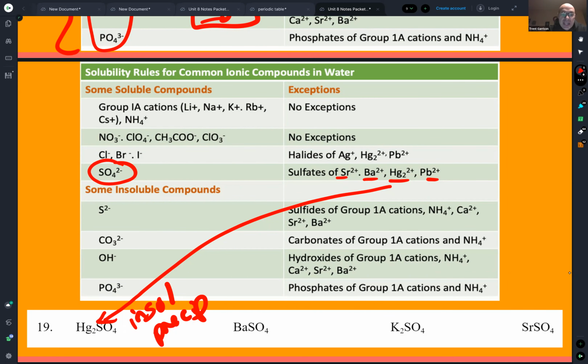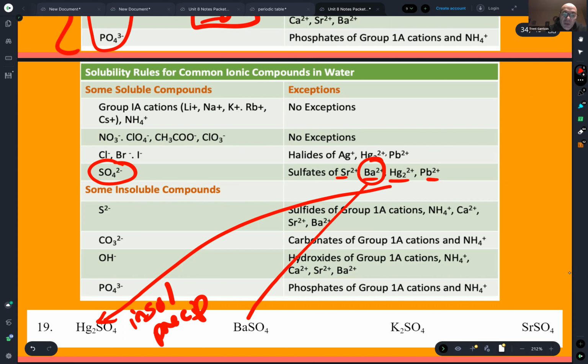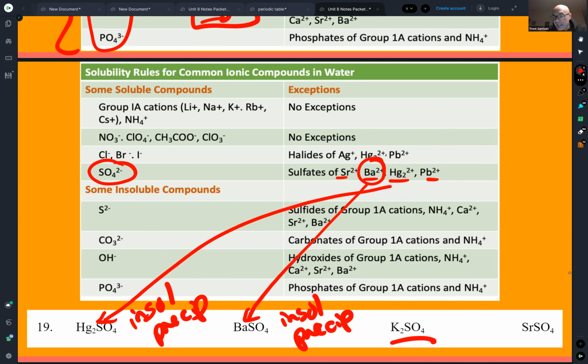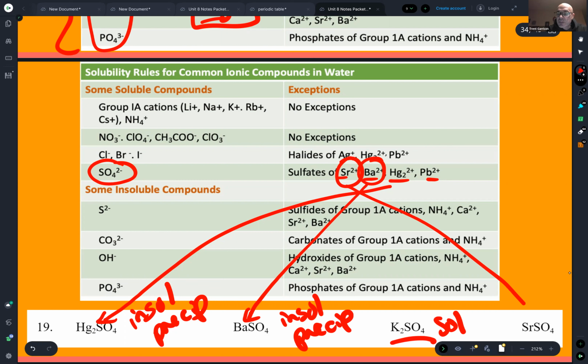All right, let's take a look at the next one. Sulfate with barium also is an exception, so it is insoluble and it will form a precipitant. But this third one here is potassium. It is not an exception to the rule, so it will remain soluble. Now, the third one, it is an exception to the rule. It will be insoluble and it will form a precipitant.